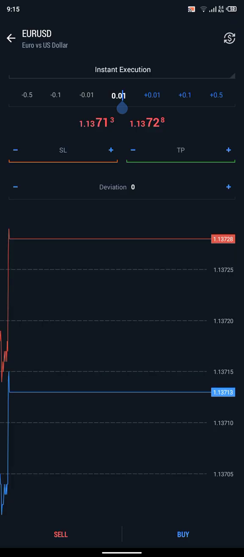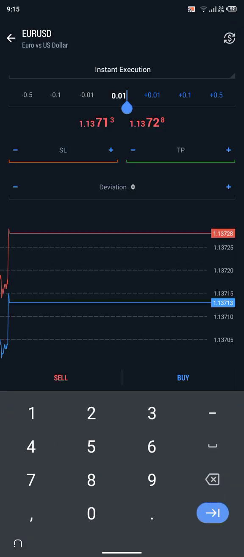So this is where you can set your lot size. And your lot size, we have what we call micro lots, we have what we call mini lots, and we have what we call standard lots. Micro lots goes from the range of 0.01 to 0.09.